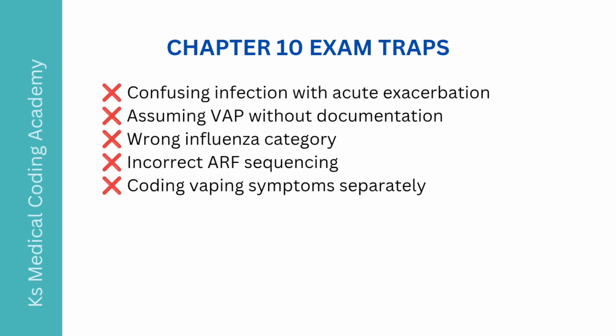Chapter 10 exam traps. Common mistakes include treating infection as acute exacerbation, assuming ventilator-associated pneumonia, using the wrong influenza category, incorrect ARF sequencing, and coding vaping symptoms separately. Avoiding these errors can significantly improve exam scores.